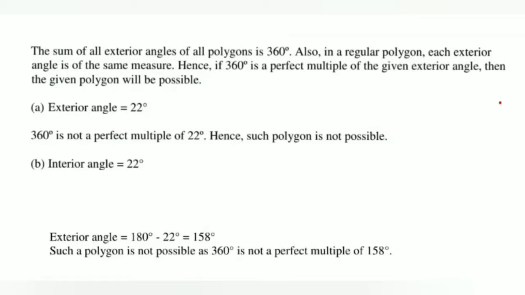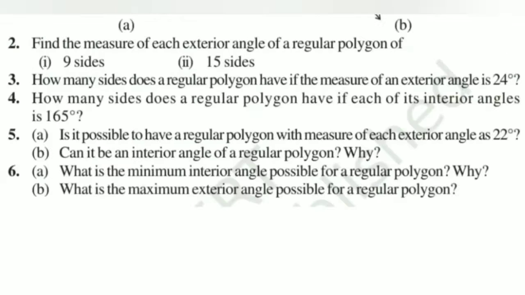Second one is, can it be an interior angle of a regular polygon? Why? Interior angle is equal to 22 degree. Okay, so exterior angle is what? 180 minus 22. It means 158 degree. Such a polygon is not possible, as 360 degree is not a perfect multiple of 158 degree. Okay. See the last question, number 6.